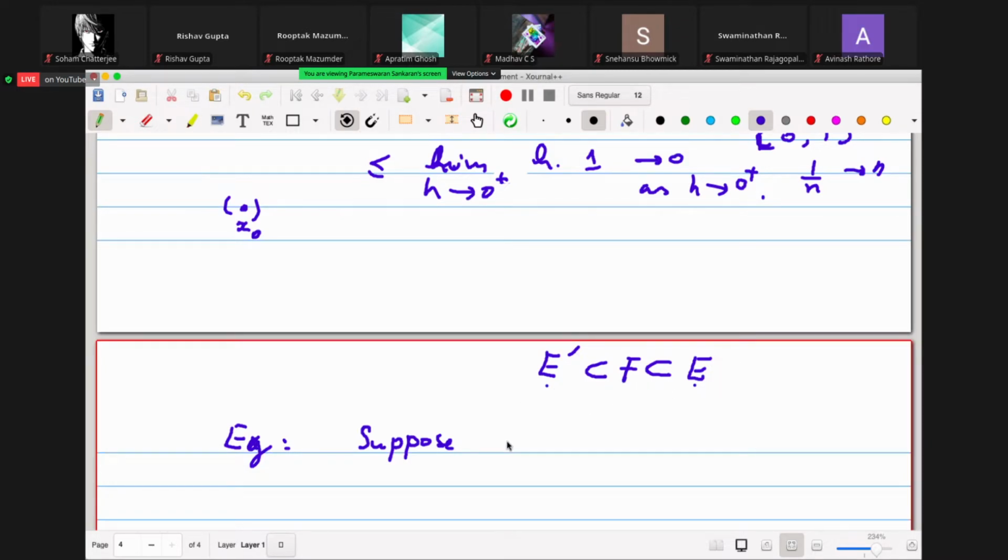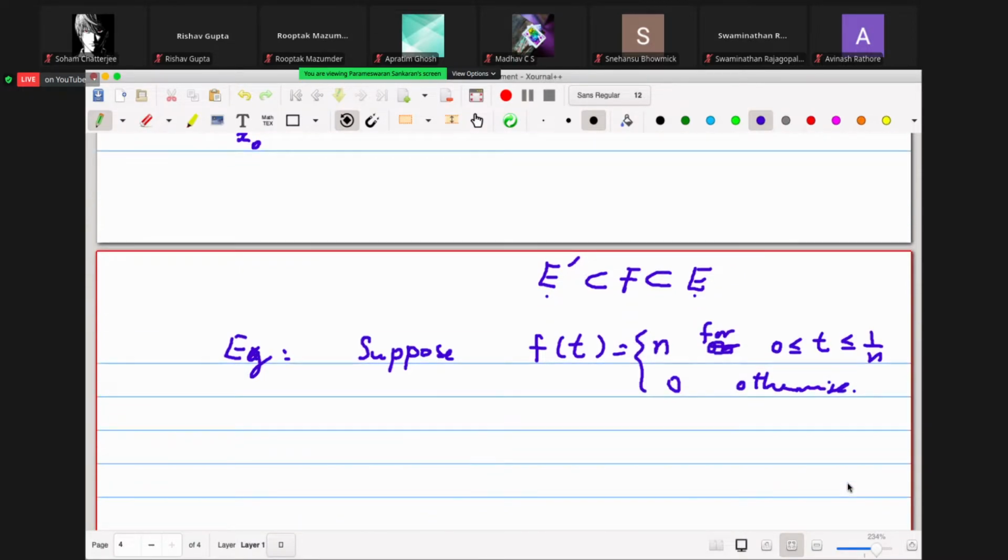All right, so now what you do is the following. I want to give once again an emphasis on this aspect. Suppose f(t) is equal to n for 0 less than or equal to t less than or equal to 1 by n, and 0 otherwise. Then f(t) is a density function of a random variable.